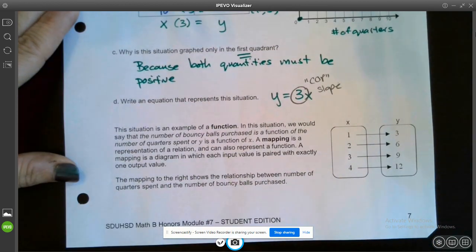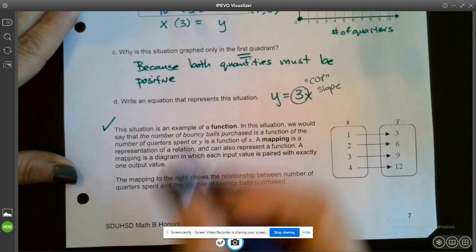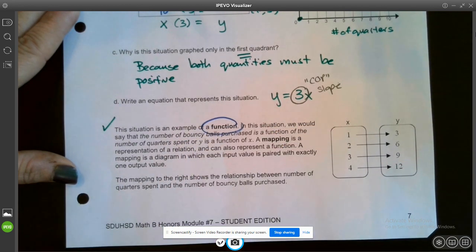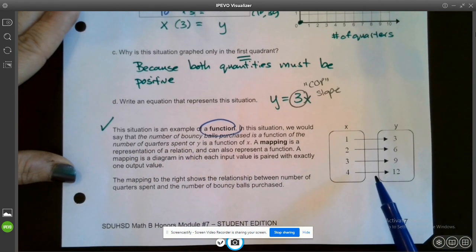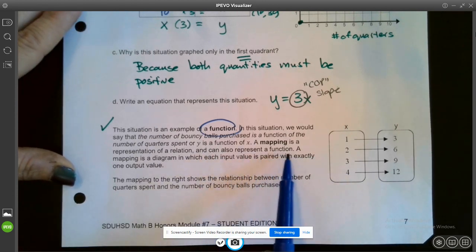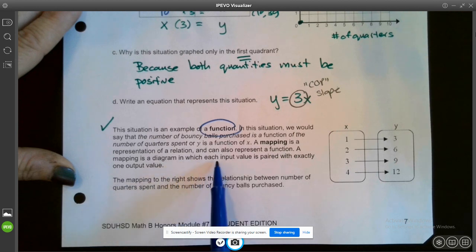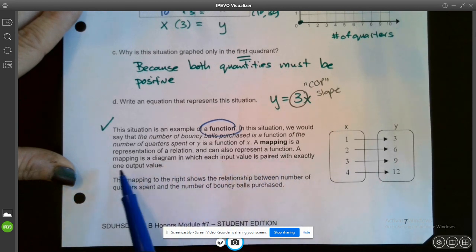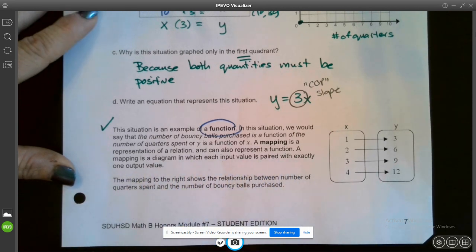Function. So I'm going to read right here. This situation is an example of a function. In this situation, we would say that the number of bouncy balls purchased is a function of the number of quarters spent, or y. This is called a mapping, and it's also a representation of this relation. Holy smokes, what does that mean? And can also represent a function. And mapping is a diagram in which each input value is paired with exactly one output value. Whoa, there's some new words too.